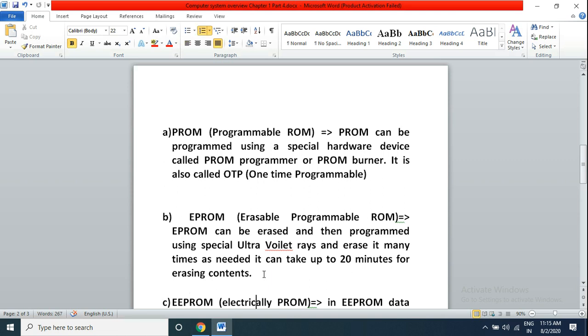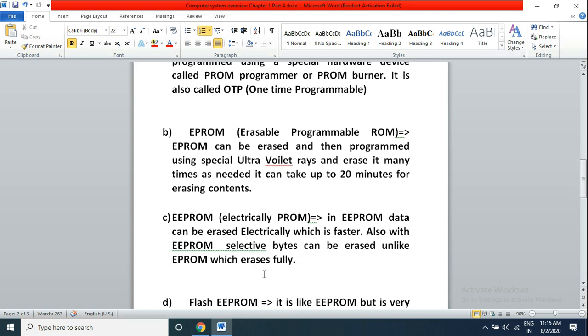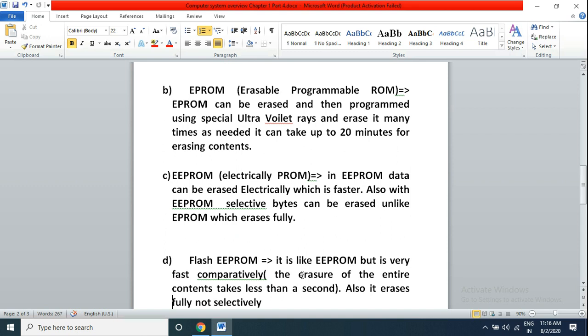Our third is EEPROM. It is electrically erasable PROM. In EEPROM, data can be erased electrically, which is faster. Also, selective bytes can be erased, unlike the EPROM which erases fully. So in EPROM data erases fully, but with the help of EEPROM selective data can be erased. EPROM is slower and EEPROM is much faster. EPROM uses ultraviolet rays and EEPROM erases data electrically.